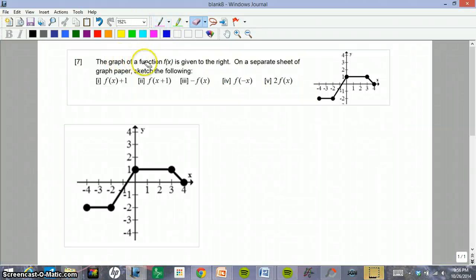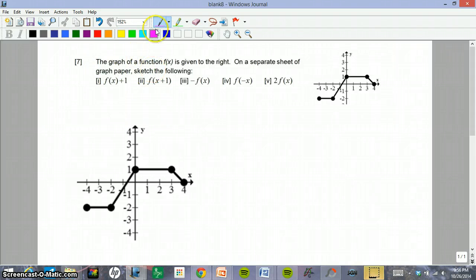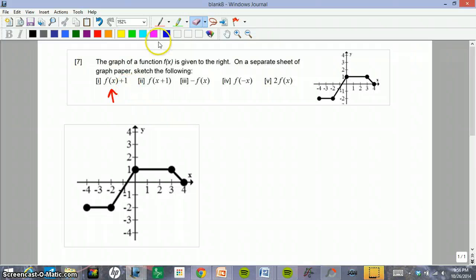Number 7, the graph of a function is given to the right. Use separate graph paper and sketch the following. So we'll talk about these really quick. Adding 1 to a function is going to translate it up 1 unit.